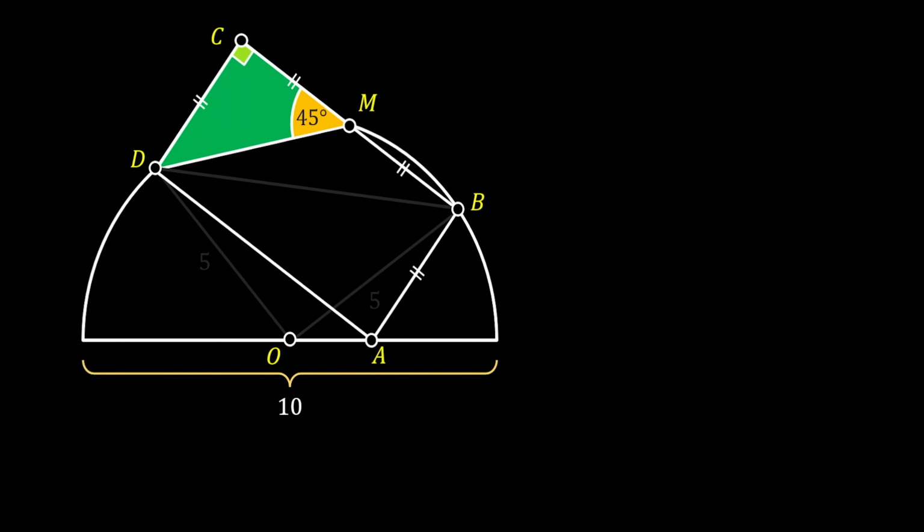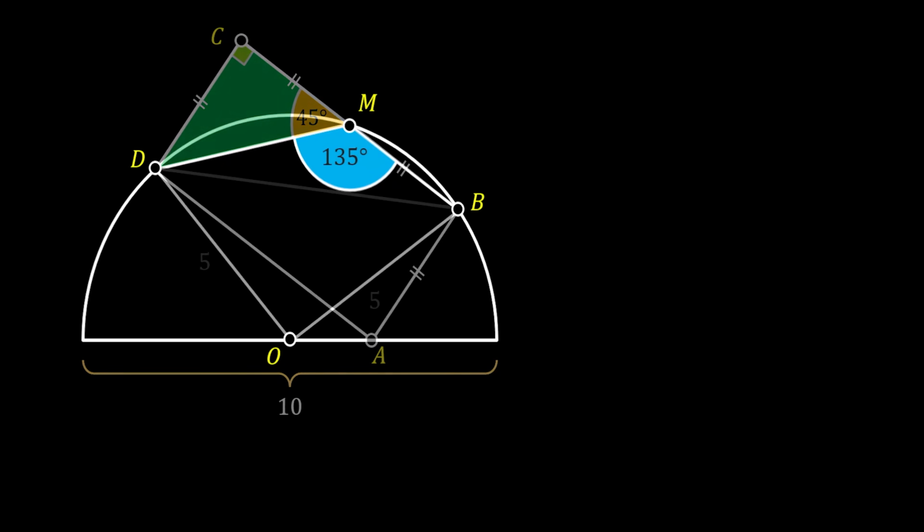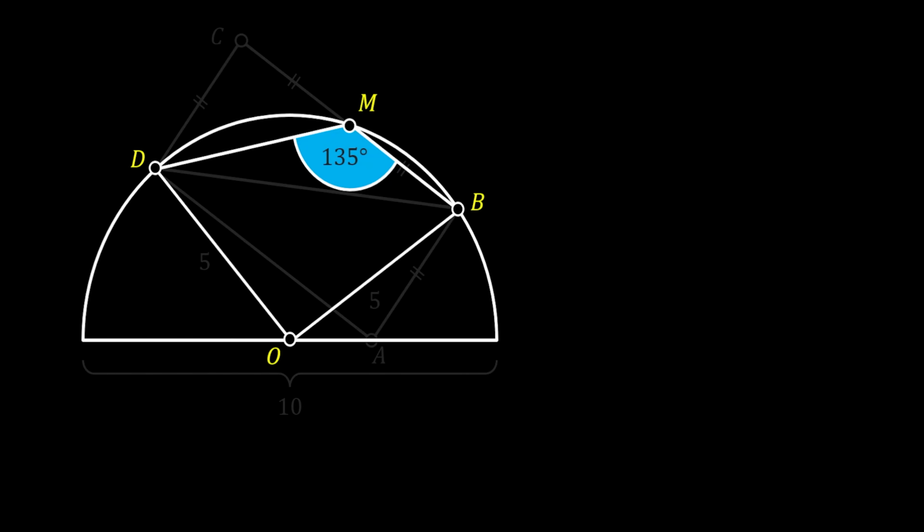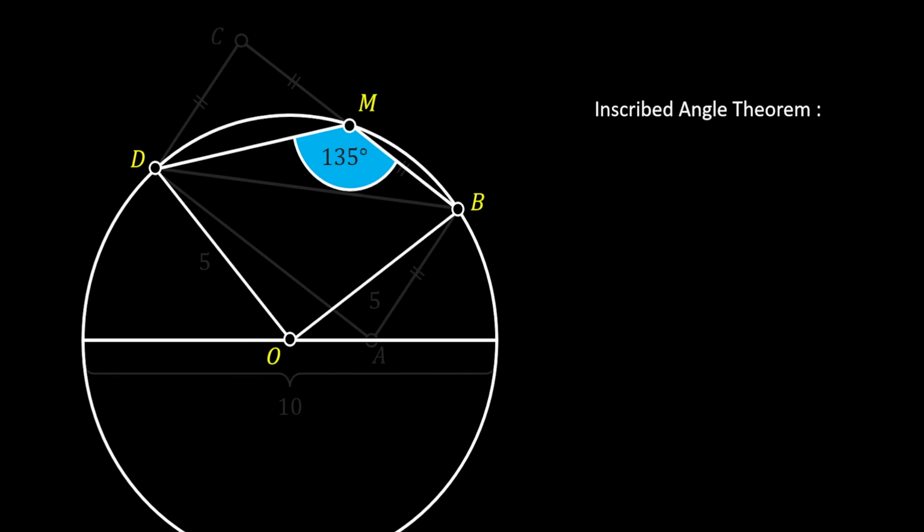Now you can notice that the angles CMD and DMB are supplementary angles, which means that the angle DMB must have the value of 180 degrees minus 45, which is 135 degrees. Alright, so now let's clear our sketch and let's just leave these lines. Why? Because here you can see that DMB is actually an inscribed angle inside the circle. And we will use our famous inscribed angle theorem.